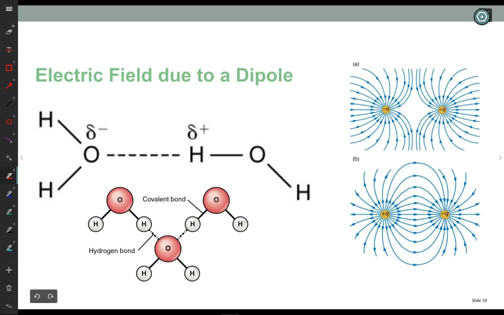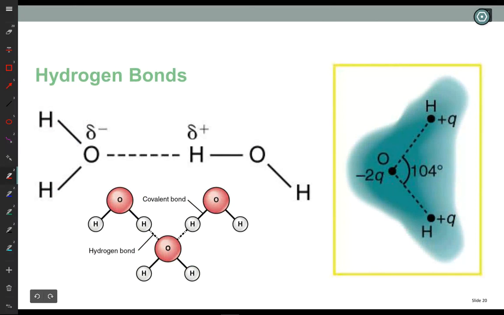Here are the pictures that I specifically was talking about. This page shows water's hydrogen bonding and shows the electric fields, and here then it shows the bonds.